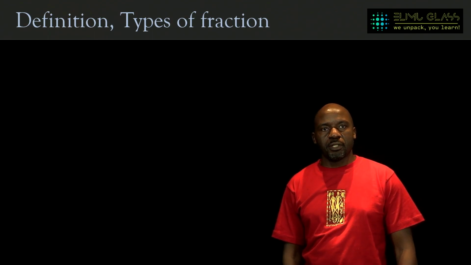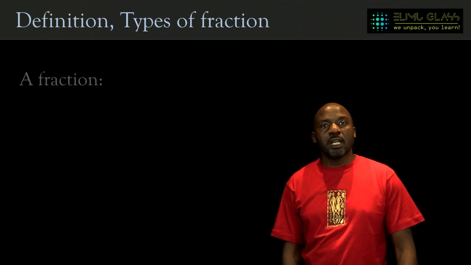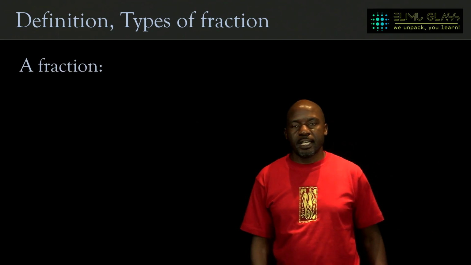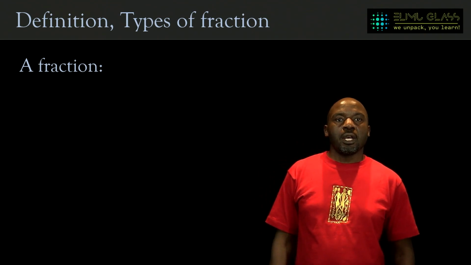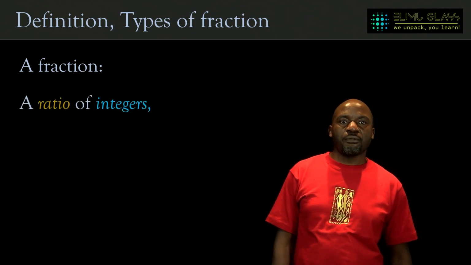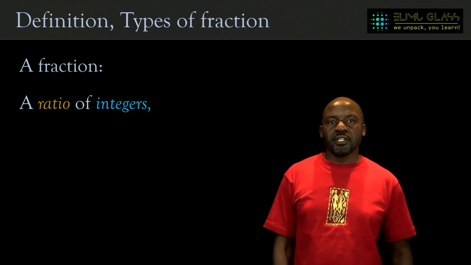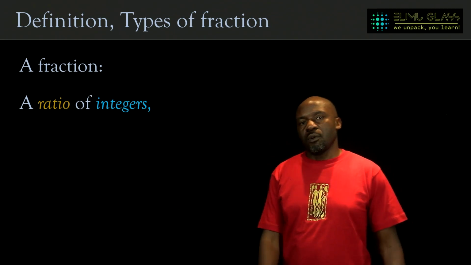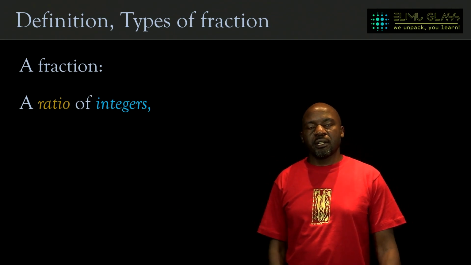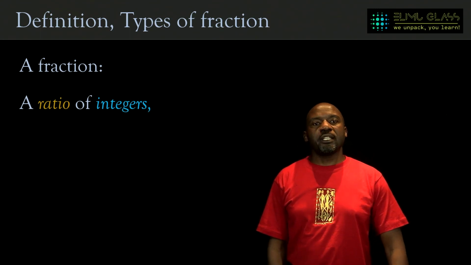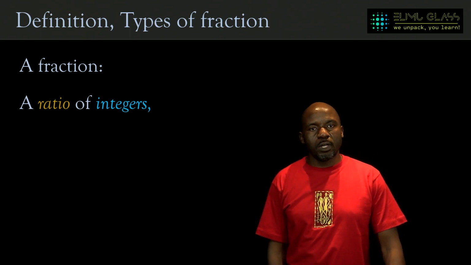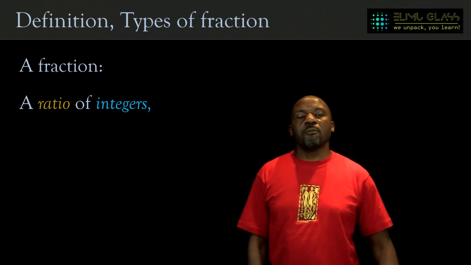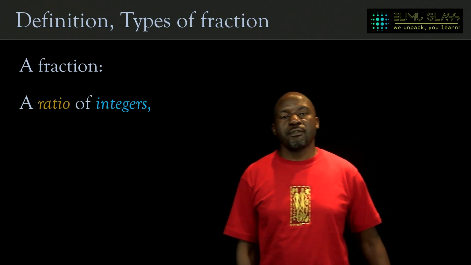Let's look at some definitions and some types of fraction. So how do we define a fraction? A fraction can be defined as the ratio of integers. A ratio, we know what that means, but before I go there, let's look at integers. We will see in another unit that integers refers to complete numbers. I don't want to use the term whole numbers because that also has a different meaning. So integers refers to complete numbers, whether positive or negative.